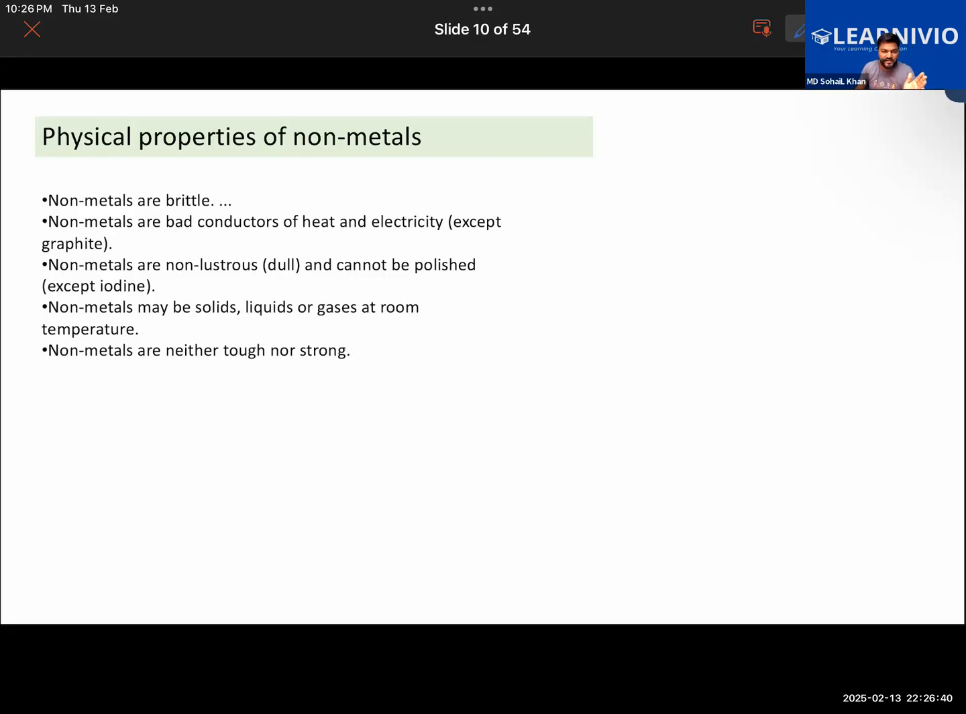So about metals, we have learned about physical properties, and chemically they lose electrons, right, and form positive ions.